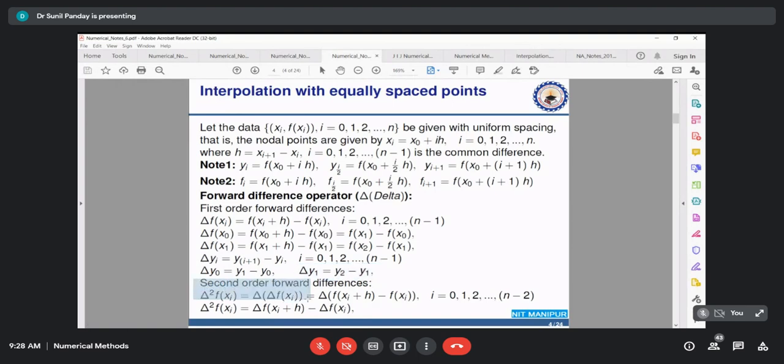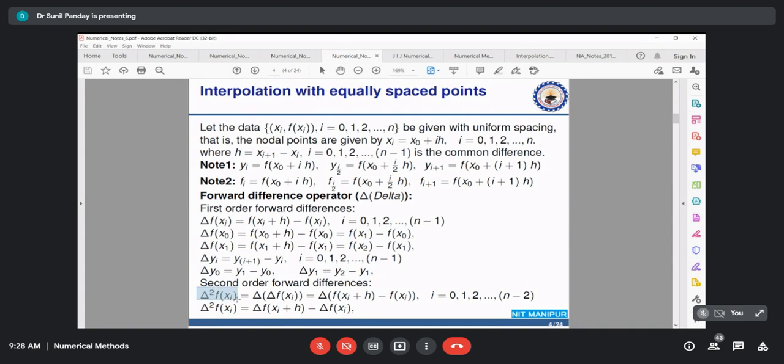Then we have the second order forward differences. It's like differentiation. But here, instead of continuous data, we have discrete data. So to handle discrete kind of data, we require this forward difference operator. So this is the first and this is the second.